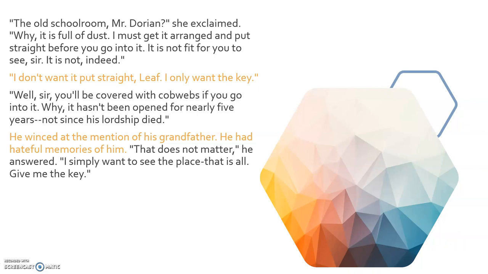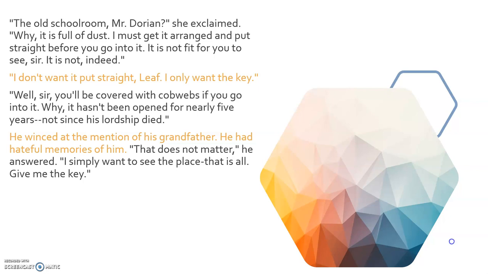So he asks his housekeeper for the key for his schoolroom, where he used to have his lessons when he was a boy. And what comes up quite often in this chapter is references to his grandfather, and we start to see a little bit more behind the psychology of Dorian and how he grew up. You see here he winced at the mention of his grandfather. He had hateful memories of him.